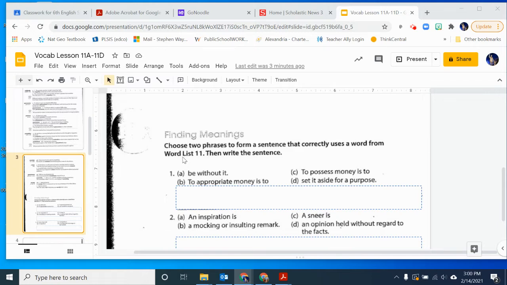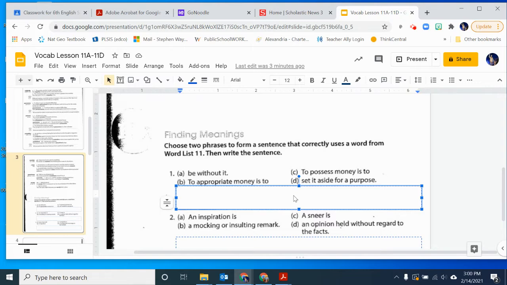If you're trying to match two different things, it's not going to work out well. I know that the first one is going to start with a capital letter. So to appropriate money is to set it aside for a purpose. Yes. And I need to write my entire sentence here, so I'll double click and write it exactly as it is. If you are not writing the same words, you will not get full credit. You need to write the exact words in the exact order. To appropriate money is to set it aside for a purpose.